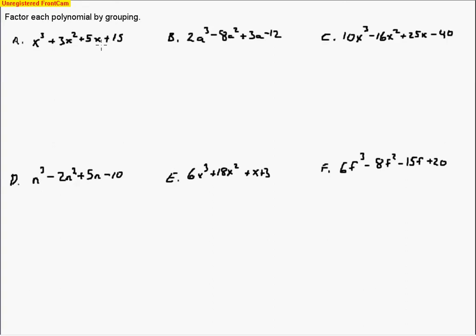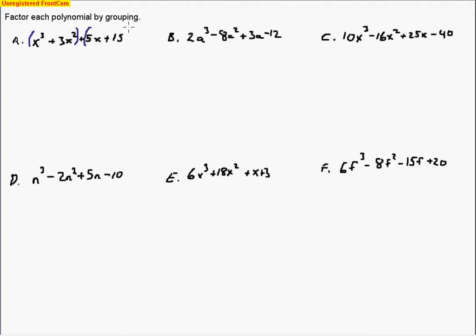See, there's some x's here that are in common, but this one doesn't have an x. 3's in common, or yeah, well, no, 3's not in common because of the 5 here. 3 and 15 are in common, but the 5 and this term here don't have a common factor. So what we're going to do is group the first two terms and the last two terms.